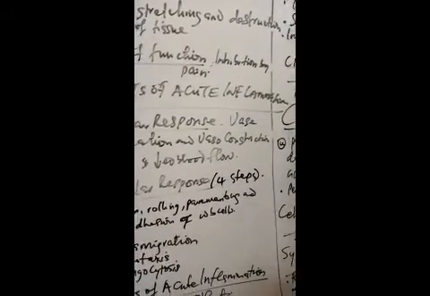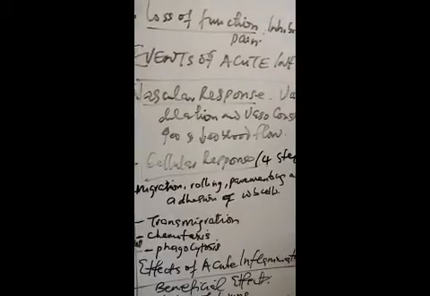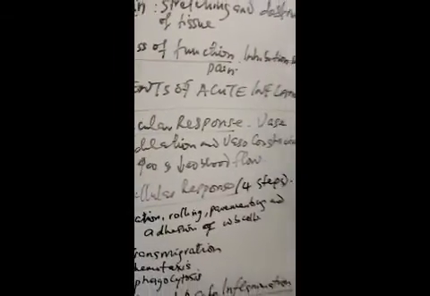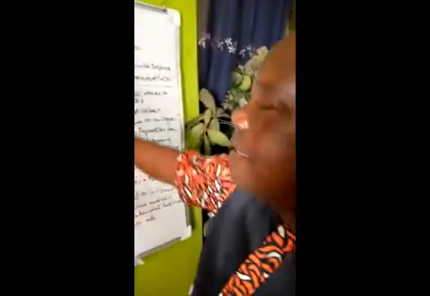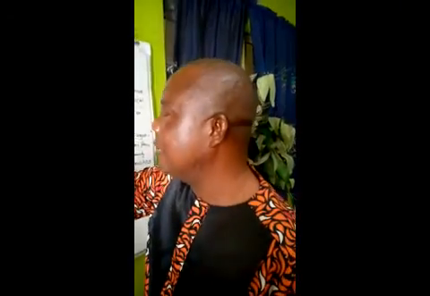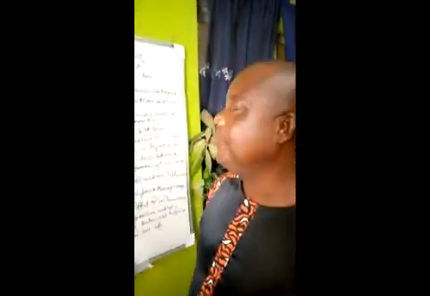Events of acute inflammation. There are 2 major events that happen in acute inflammation. One is vascular response. Vascular has to do with blood vessels, and the other is cellular response of the cells. In vascular response, there is vasodilation and vasoconstriction. What that means is increased blood flow and decreased blood flow. That's what is called vasodilation and vasoconstriction.